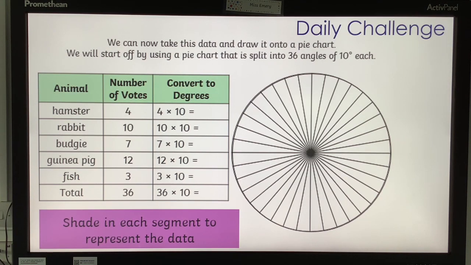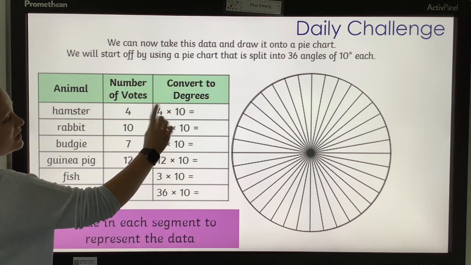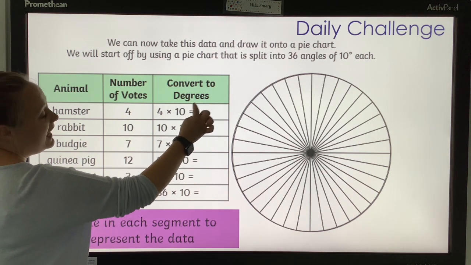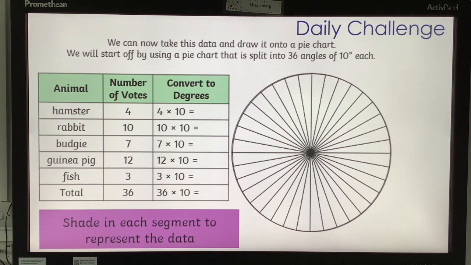So once you've completed your table, which can go on this page if you wish, you now need to turn the data into that pie chart. So if you know that for a hamster there were 4 votes, then you've worked out your degrees by doing your 4 votes times 10, because it's 10 degrees for each vote, and that will tell you how many degrees represent hamster. If you then look at the pie chart we've got here, you'll notice you've got segments that are 10 degrees each. So you need to work out how many you would colour to represent your 4 votes for hamsters.